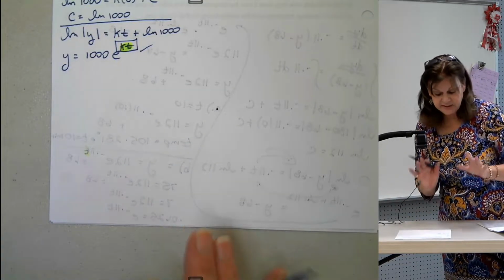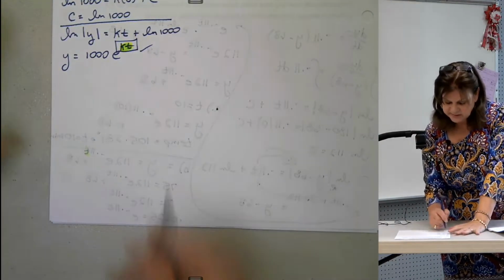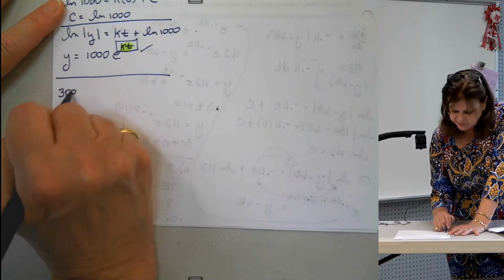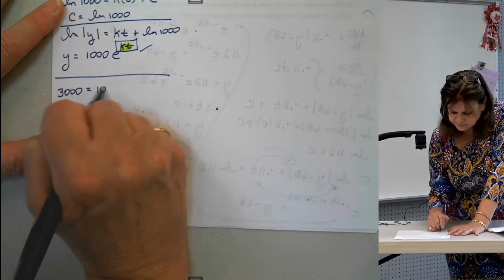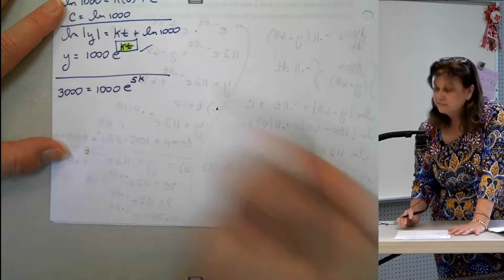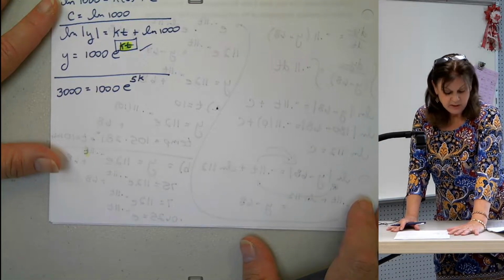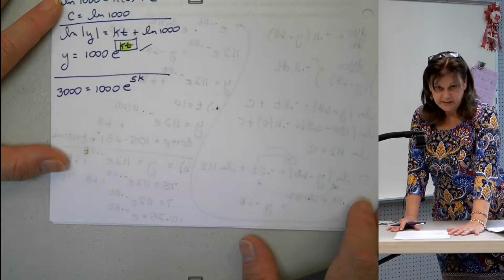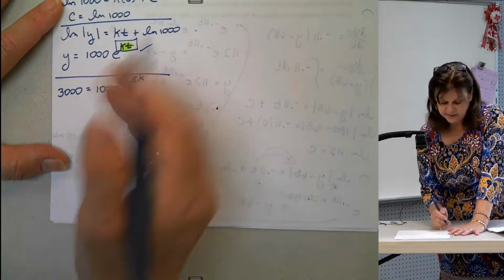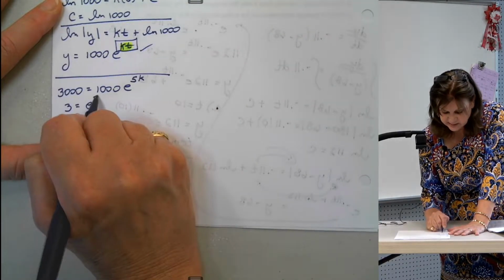They tell me that at time 5, I have a population of 3,000. All right, well, let's just use that information. So my population is 3,000 at time 5. So now we have 3,000 is 1,000 e to the 5k. All right, well, let's solve for k. We're going to divide by 1,000. So 3 is e to the 5k.